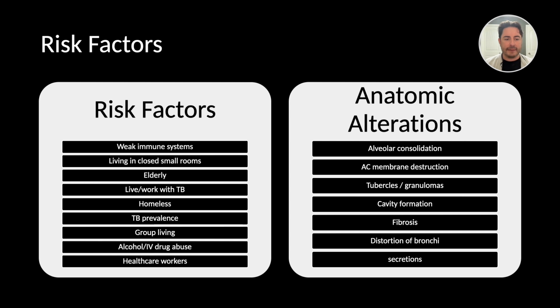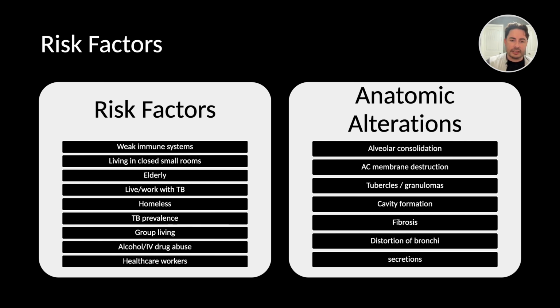When we look at the pathophysiologic changes, you're going to have alveolar consolidation. This happens because the AC membrane is starting to get destroyed. You end up with the pulmonary capillaries that start to get a little bit dilated. When they're dilated, they lose their selective permeability. From that, you get fluid leaking and a destruction of the AC membrane.